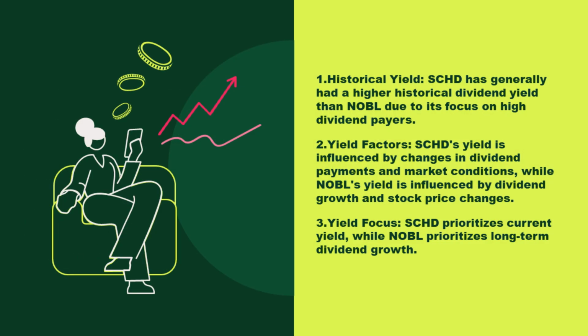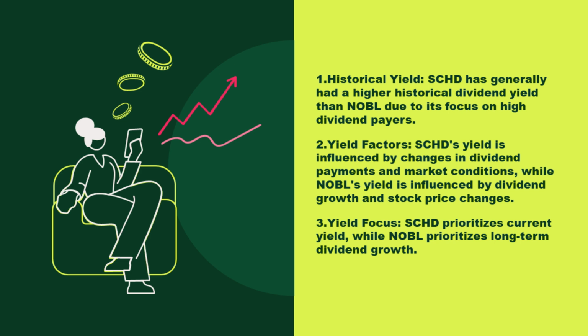The historical dividend yields of the Schwab US Dividend Equity ETF, SCHD, and the ProShares S&P 500 Dividend Aristocrats ETF, NOBL, reflect their different investment strategies and selection criteria. SCHD generally has had a higher historical dividend yield compared to NOBL. This is largely because SCHD focuses on high dividend yield stocks and includes a broader array of companies that offer strong current yields, as well as meeting specific financial quality metrics. As a result, SCHD tends to deliver a higher yield in the short term.